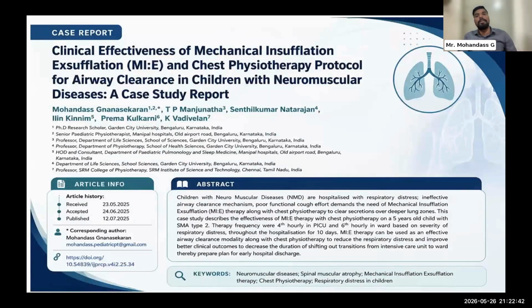And this is one of my PhD proceedings, and this is the recent article that has been published, a case study done on neuromuscular diseases, especially SMA type 2, where the child was admitted at the age of 5 years at the Manipal Hospitals. The point I could take here is that with the use of the cough assist device, along with the traditional chest physiotherapy techniques we have used, we have seen that the transition from the ICU to the ward, to the OPD, to home care is easily done, thereby reducing the cost of hospitalization and reducing respiratory risk, improving respiratory well-being also.